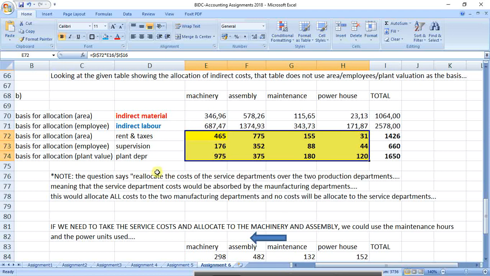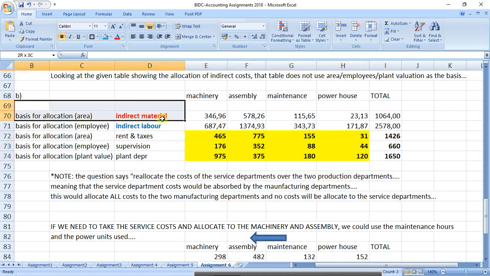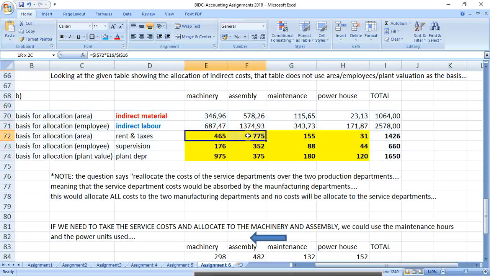This one basically. Yeah. So should I write the figures in here and then I'll paste it here? Yeah, that's up to you. That's fine. Doesn't matter. But what I've done is I've allocated those totals to those costs. That's what I've done based on area, employee, or plant value. Okay. So the yellow is what I would fill in there. Obviously based on a specific area, based on area, based on employee, based on plant value.